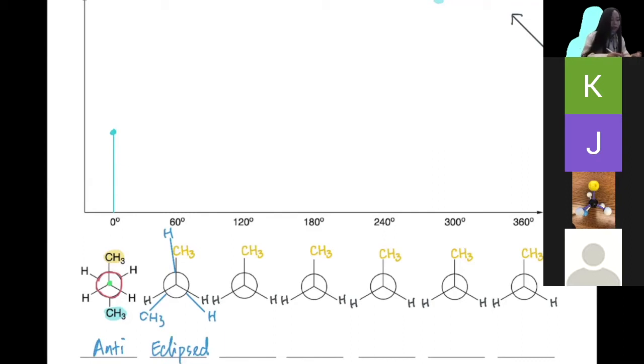So what would happen to the energy? Because these two are going to knock into each other. They are too close to each other. And keep in mind, everything we talk about here is all about electrons, and electrons carry the same negative charges. So it's going to generate a repulsion between the hydrogen and the carbon. So they don't want to be in this configuration.